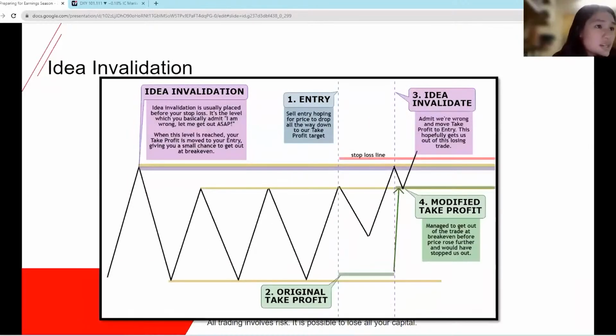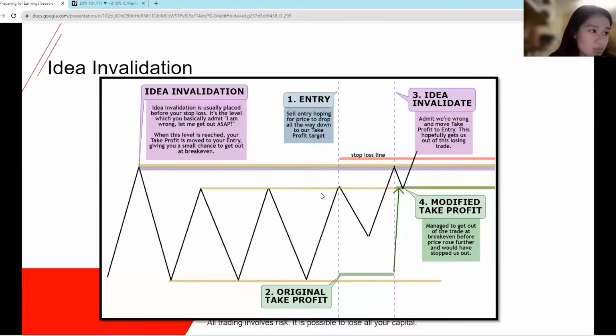Okay, next example we want to talk about really briefly is idea invalidation. Idea invalidation is usually placed before your stop loss. It's the level at which you basically admit, I'm wrong, let me get out ASAP. So when this level is reached, your take profit is moved to your entry, giving you a small chance to get out at break even.